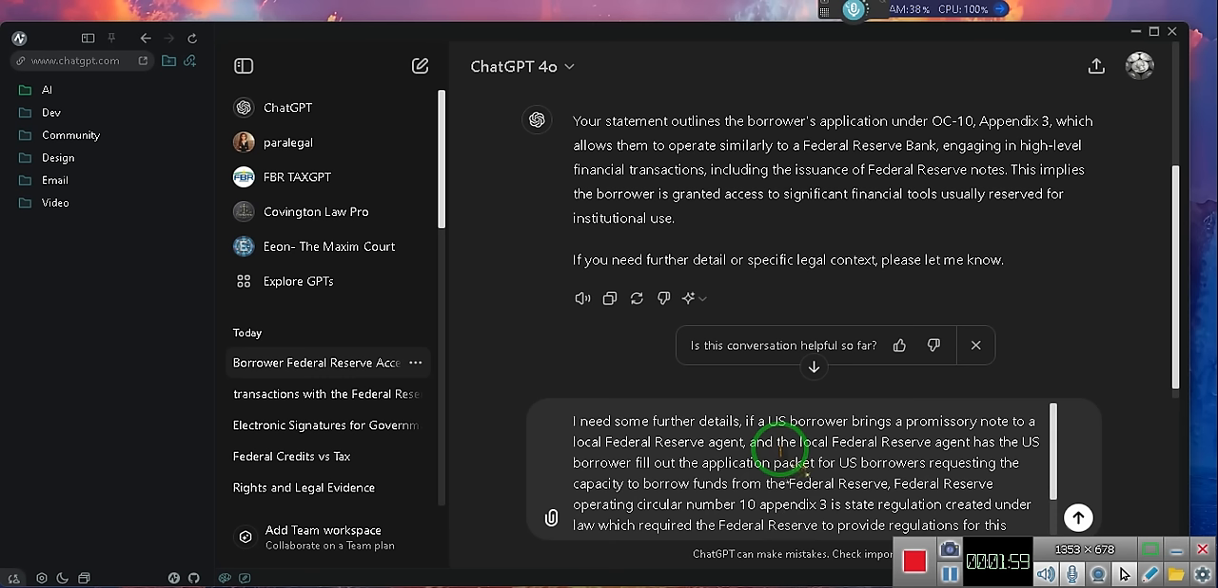Now, what I said is, I need some further details. If a U.S. borrower brings a promissory note to the local Federal Reserve agent, the bank, the financial institution, and the local Federal Reserve agent has the U.S. borrower fill out the application packet, Federal Reserve application number 10, opinion number 3, and the U.S. borrower is requesting the capacity. You requesting capacity, okay? What's my status? I got the capacity, okay? Anyway, hold on. And the borrow funds from the Federal Reserve, Federal Reserve operating section number 10, opinion number 3. It's state regulations created under law.